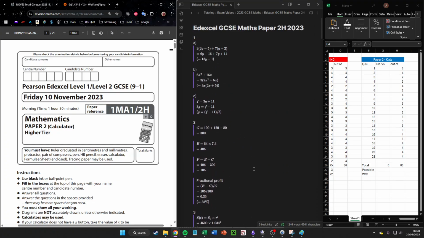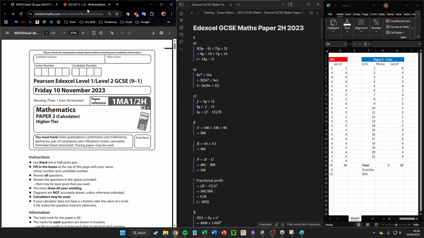So the paper is out of 80 marks. I know for a fact already that I won't have got full marks. So I'm going to go through this spreadsheet, fill out how many marks I get from each question. If there is a bit of a questionable one, oh, did not mean to do that.